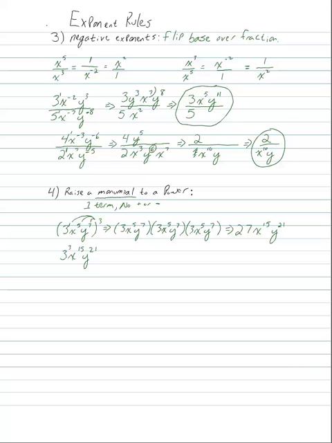3 cubed is 27. So when I raise a monomial to a power, all I'm doing is distributing the power to all the exponents.